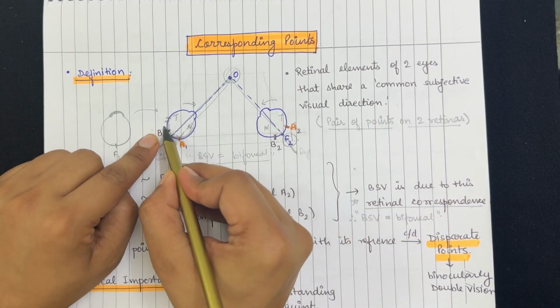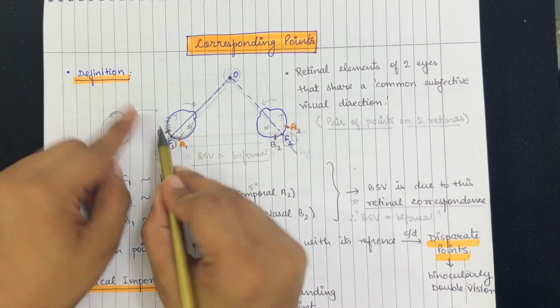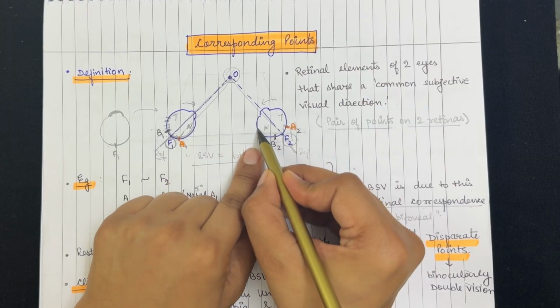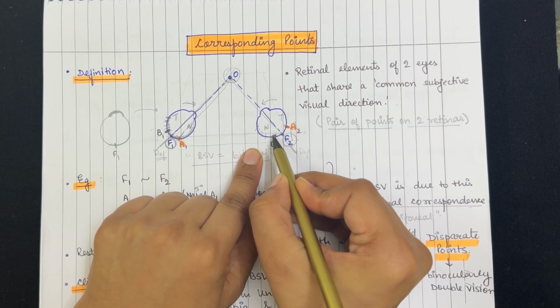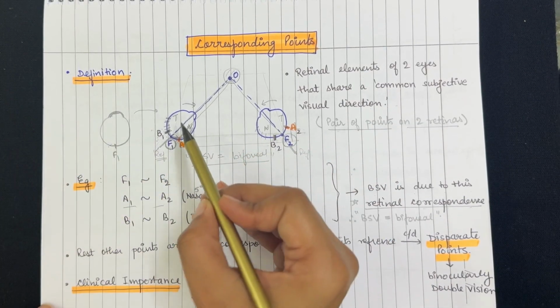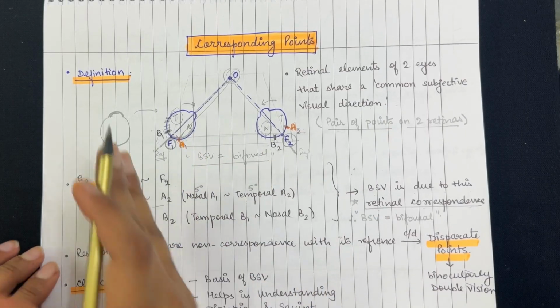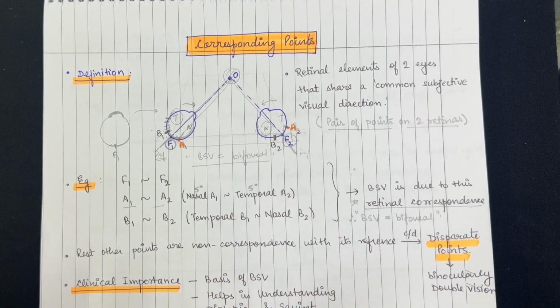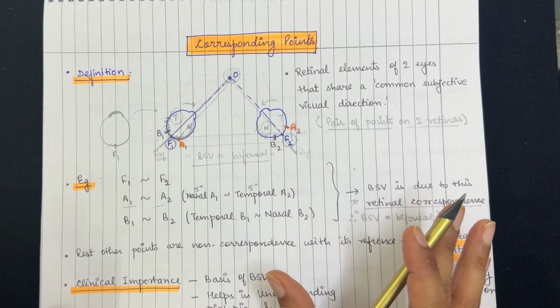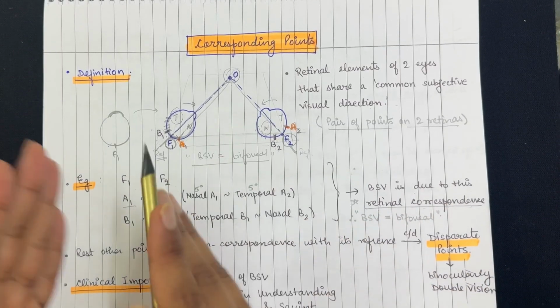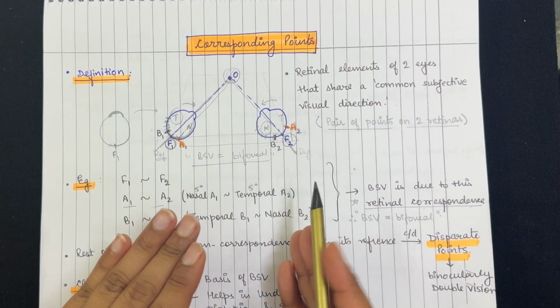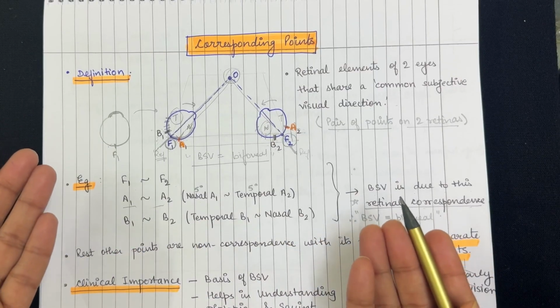So it said 1 2 3 4 B1. Its corresponding point will be here, 1 2 3 4 B1, right? This is how: the temporal area of one eye and the nasal area of the other eye. So these are corresponding points. Is it clear? And the rest of the points are obviously non-corresponding with respect to the reference.